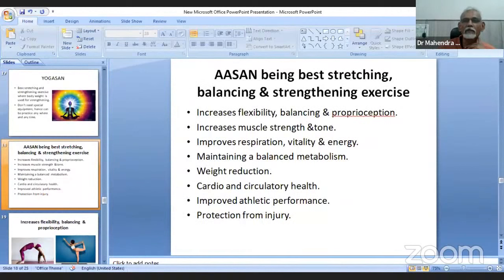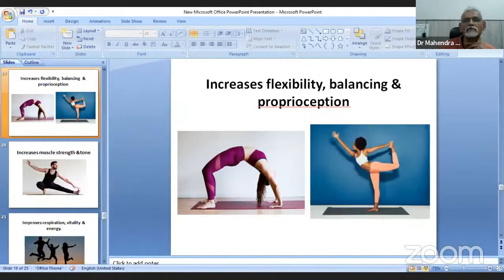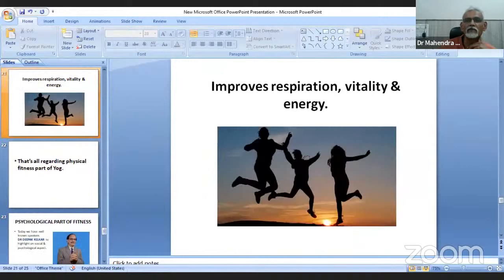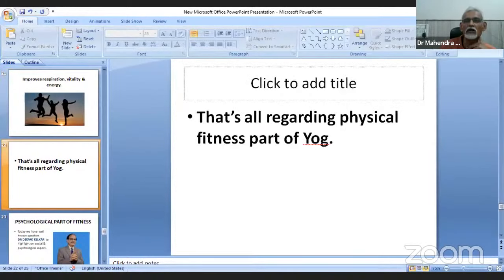Asanas being the best stretching, balancing and strengthening exercises, they increase flexibility, balancing and proprioception, increase muscle strength and tone, improve respiration, vitality and energy, maintaining a balanced metabolism. Weight reduction is one of the benefits. Cardio and circulatory health is achieved, athletic performance improves, and they protect from injury. And this is all regarding the physical fitness part of yoga.